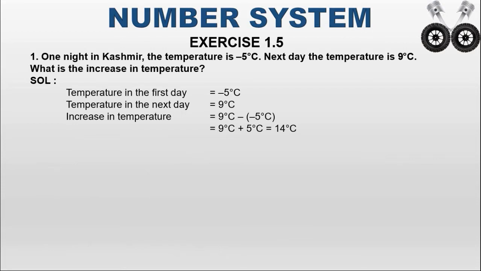So the temperature on the first day is minus 5 degrees Celsius. The temperature on the second day is 9 degrees Celsius. So we have to find the increase in temperature. So 9 degrees Celsius minus, within brackets, minus 5 degrees Celsius. Here the two operators are near together, that means we have to change the sign. So minus into minus becomes positive. So 9 degrees Celsius plus 5 degrees Celsius equals 14 degrees Celsius. So the increase in temperature is 14 degrees Celsius.